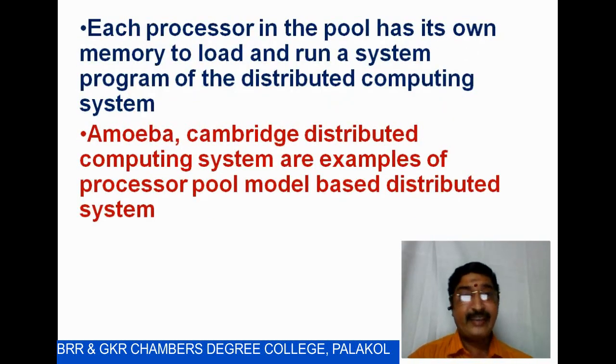Next, each processor in the pool has its own memory. Every processor will have its local memory, and the system programs will be loaded and run from that memory. So the concept is that each processor in the pool has its own memory to load and run the system of the distributed computing system. At the same time, Amoeba and Cambridge distributed computing system are the best examples of processor pool model based distributed systems.